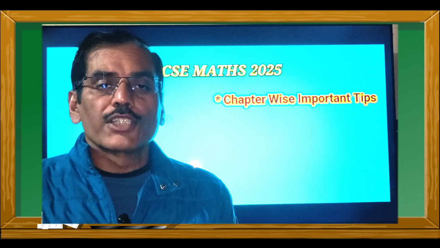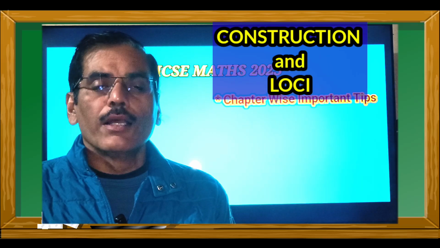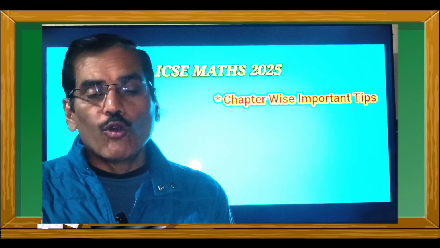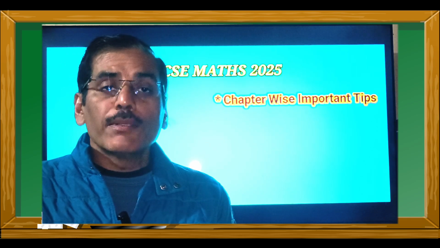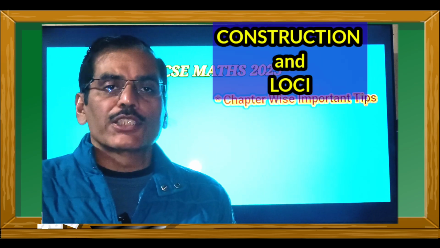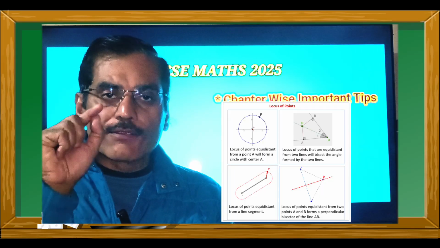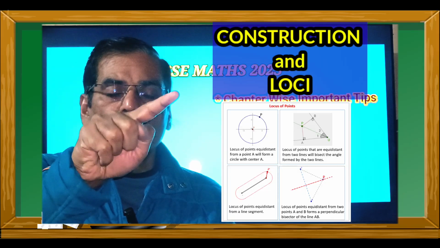Comes construction including locus. I will include locus and construction both in the same. What I guess I am expecting, one question will be asked which will include both in the same question. For locus, minimum three conditions, three theorems you must remember. What is the locus of all the points equidistant from a point, single point? Locus will be a circle.